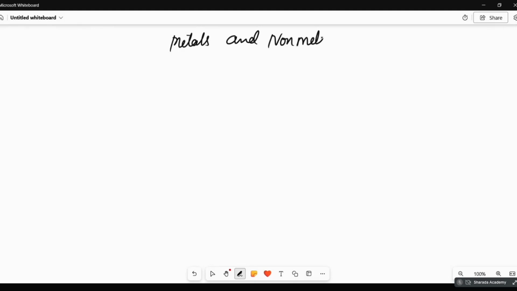Metals and non-metals are also one of the important chapters. So in this chapter, we will study mainly the chemical properties of metals and non-metals. Okay. So in metals, first we'll just revise the physical properties, then we'll go for the chemical properties.